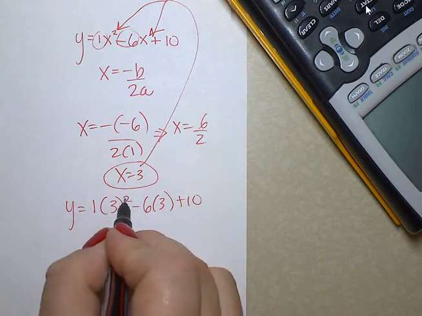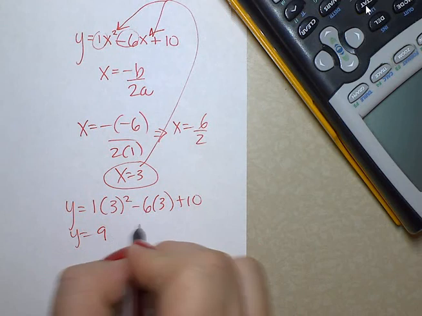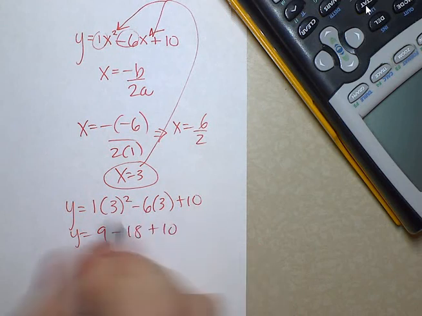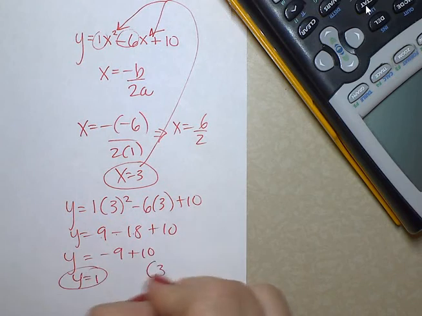Three squared is 9. 9 times 1 is 9. 3 times 6 is 18 plus 10. 9 subtract 18 is negative 9. Negative 9 and 10 is 1. The coordinates would be 3, 1.